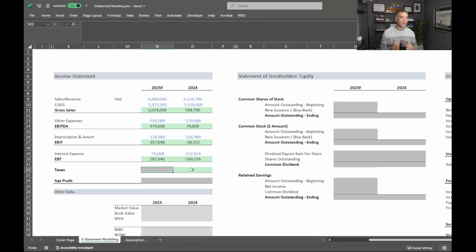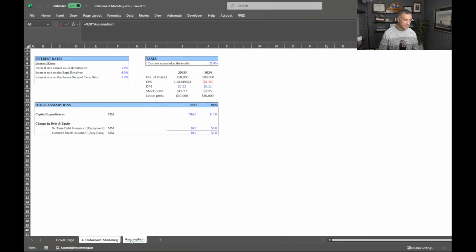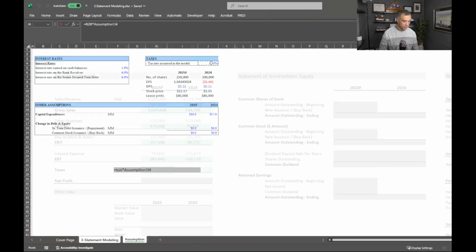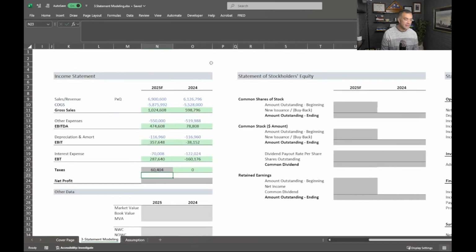Now you have to think about how much taxes we are paying in 25. If I take the taxable income of 25 and multiply it by the 21% on our assumptions page, that's incorrect, because there's something called a carryover. Let's say I made $100 this year, and I lost $50 last year. I can carry that over. I know I made 100, but since I lost 50, I subtract the 50 from my 100, so my taxable income is actually lower.